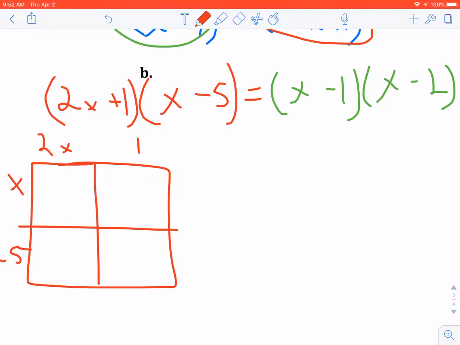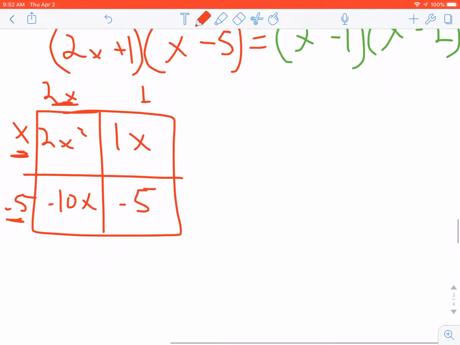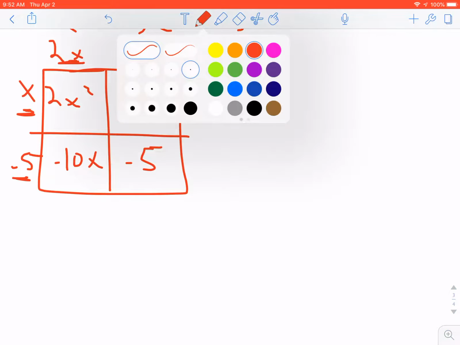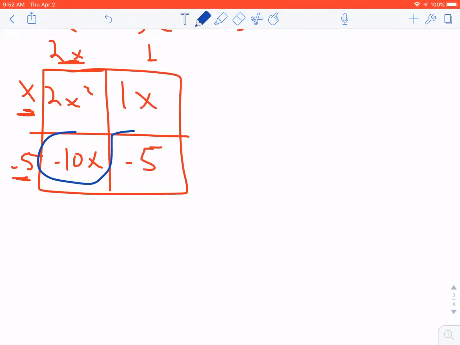To get values inside the box, I multiply. This gives me 2x squared. Negative 5 times 2x is negative 10x. X times 1 is 1x, and negative 5 times 1 is negative 5. When I combine my like terms, and they will be all the values that are the bottom left, top right, 2x squared does not change. Negative 10x and a positive 1x give you negative 9x minus 5. Okay, so there is the left-hand side.